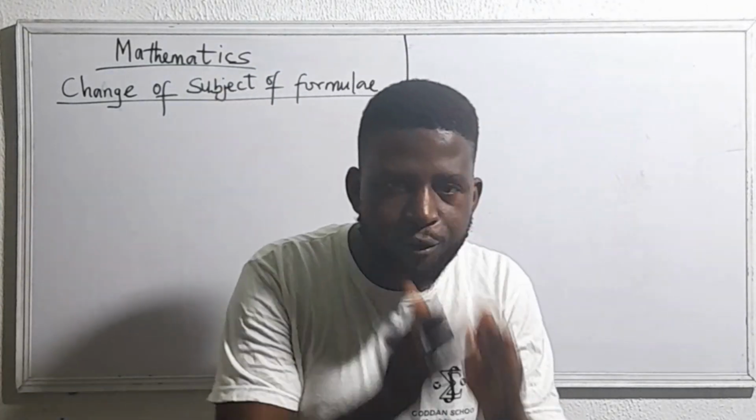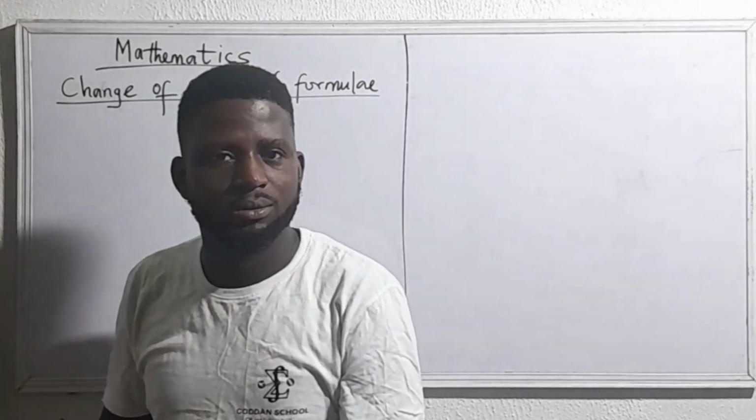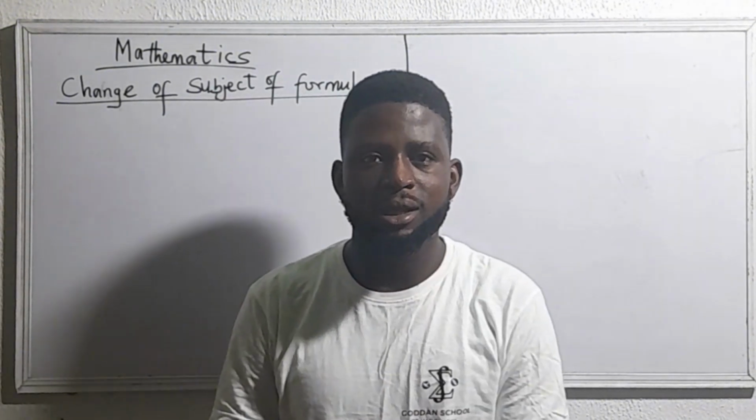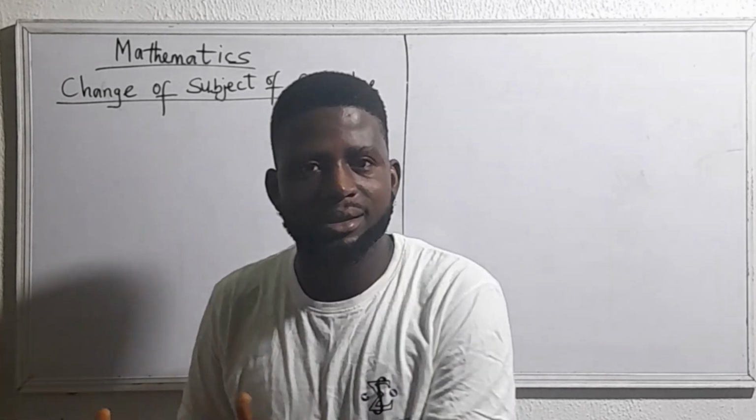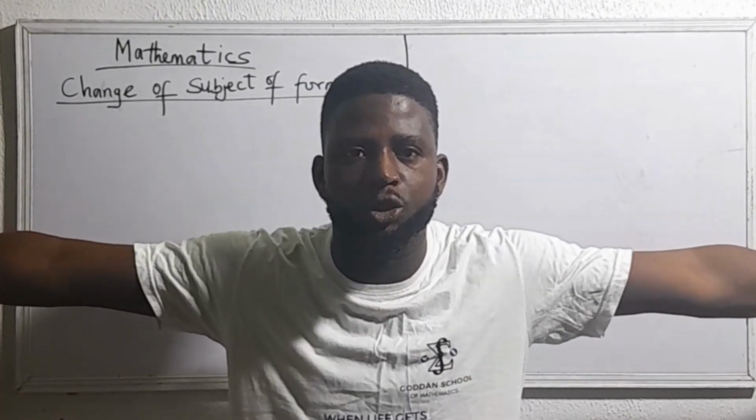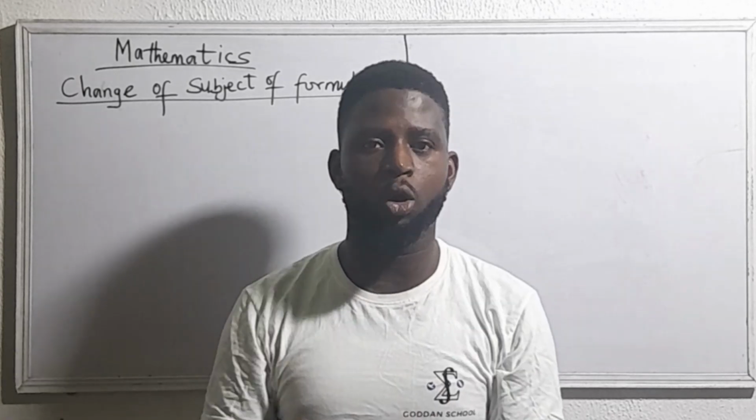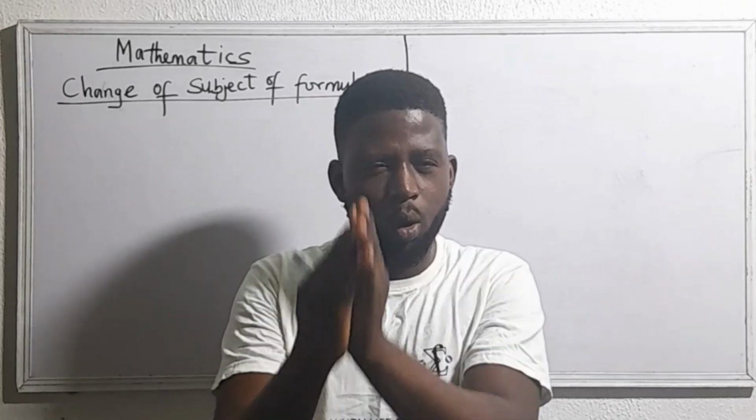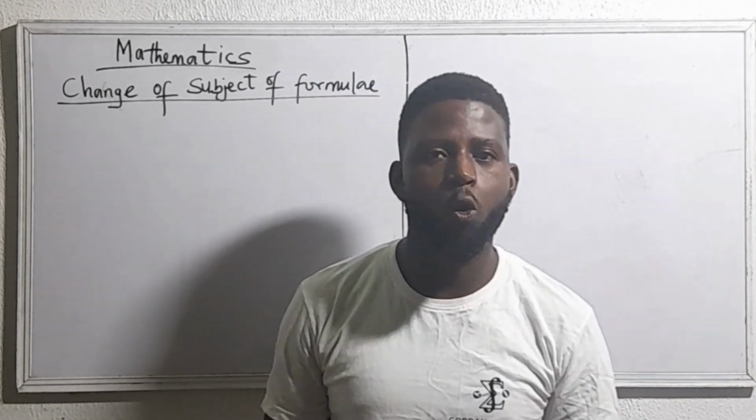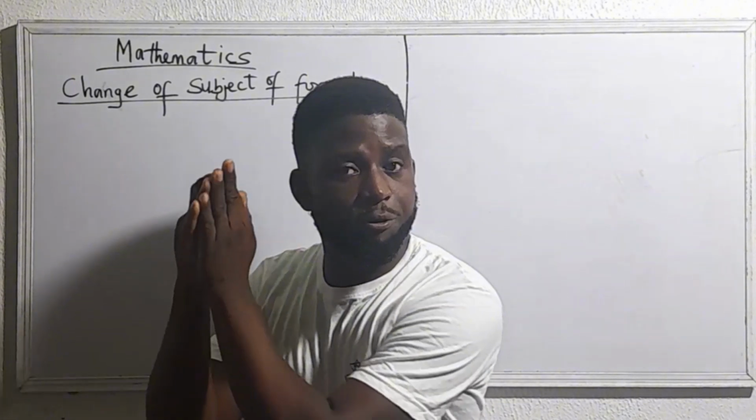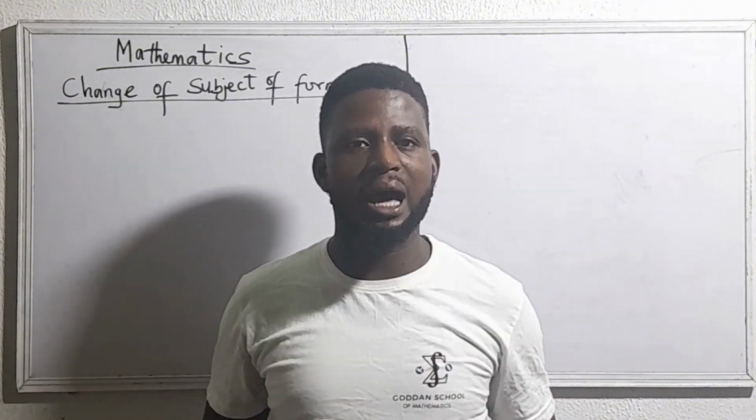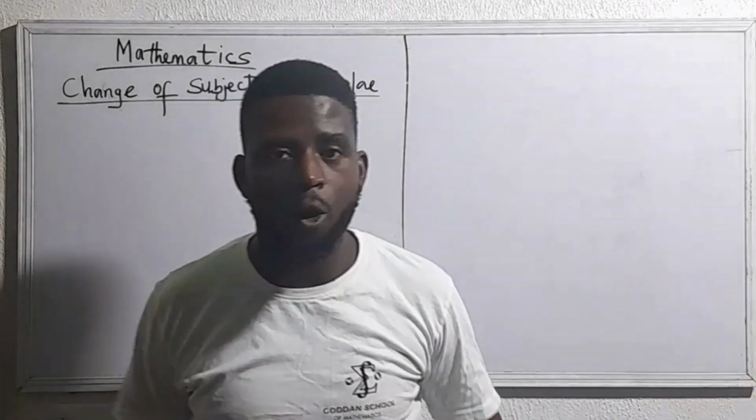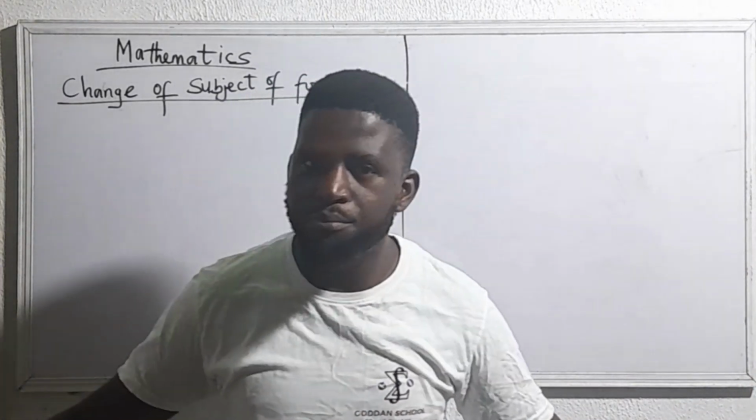That is, a formula is an equation, right? What is an equation? An equation is a mathematical statement that contains two expressions with the equal to symbol, indicating that both expressions are the same quantity, are equal. So the equal to in the formula indicates that the expression on one side and the expression on the other side of the equal to symbol are the same.